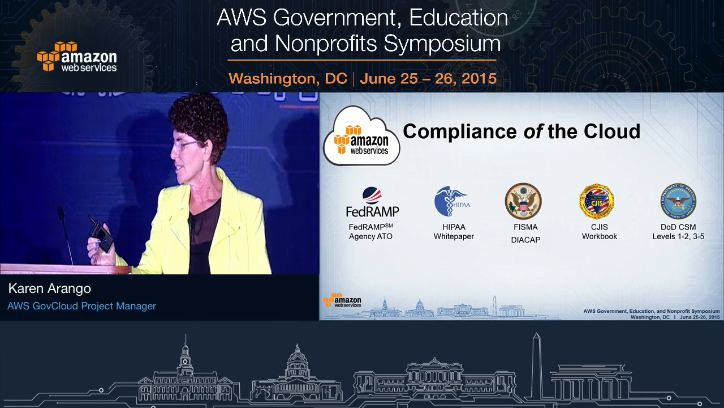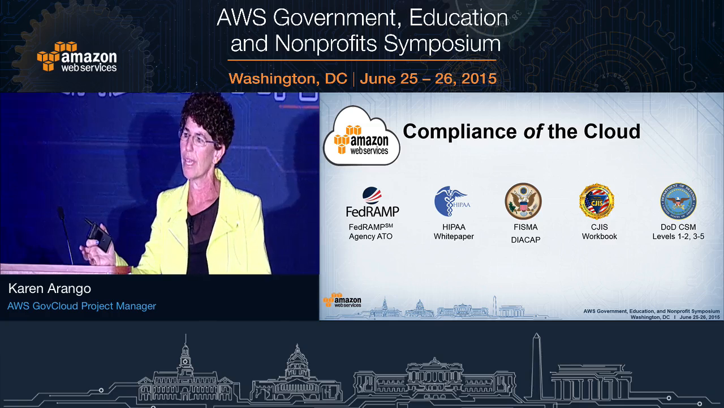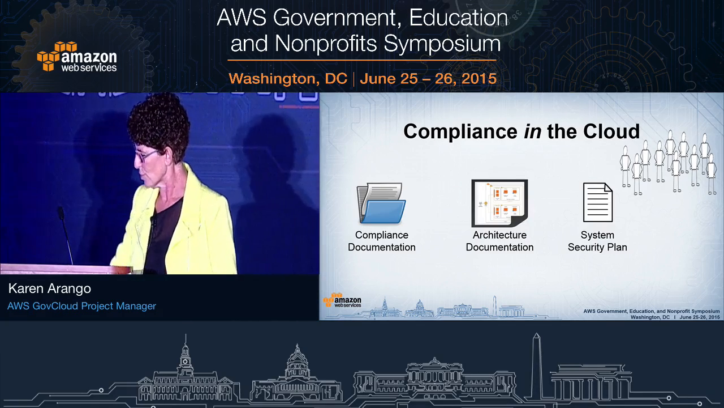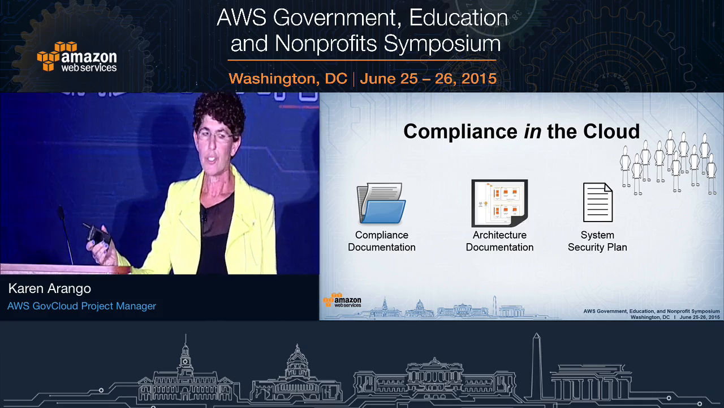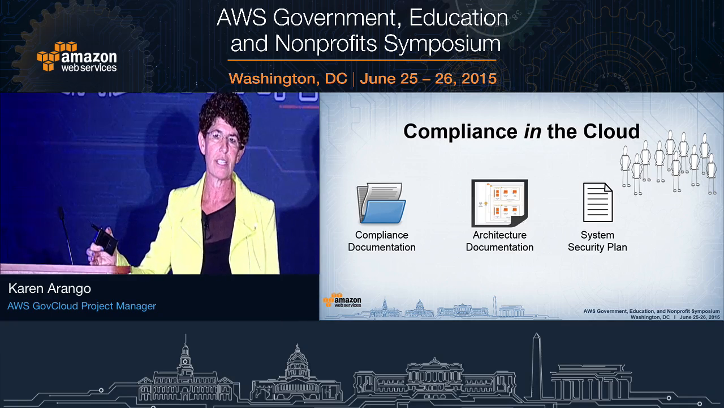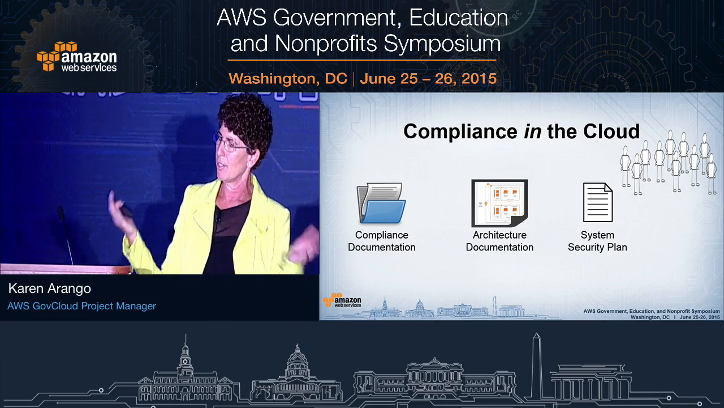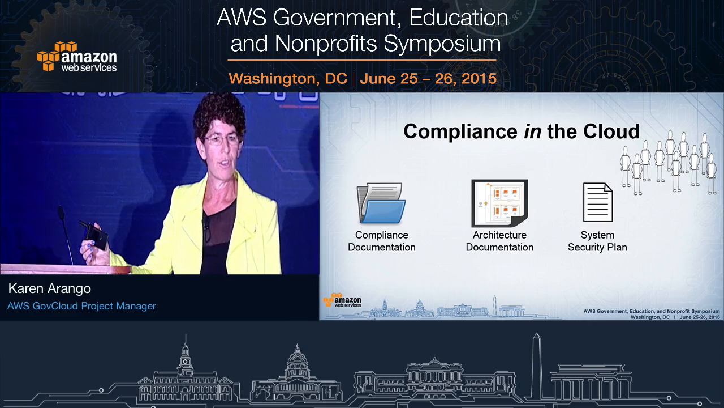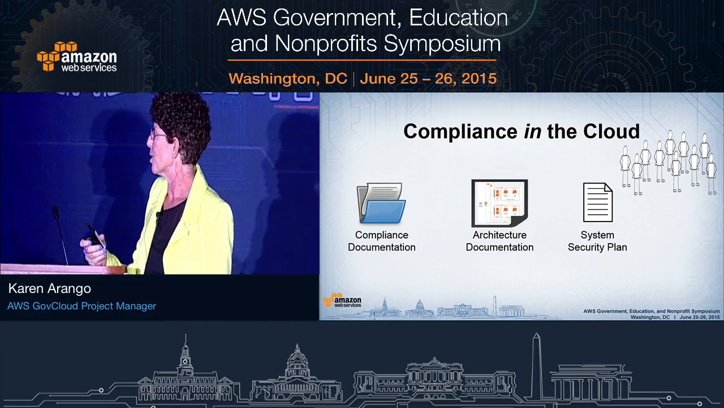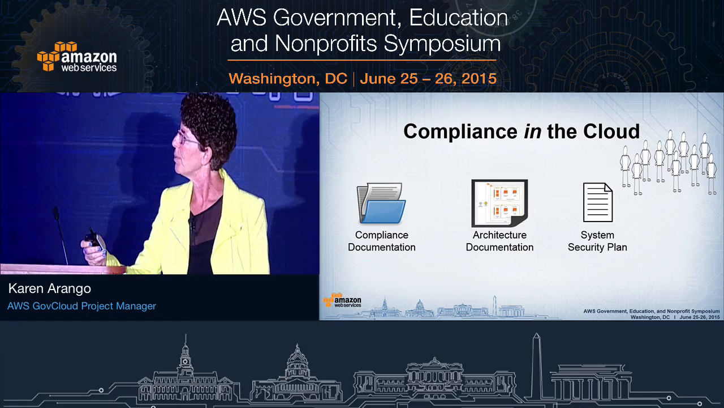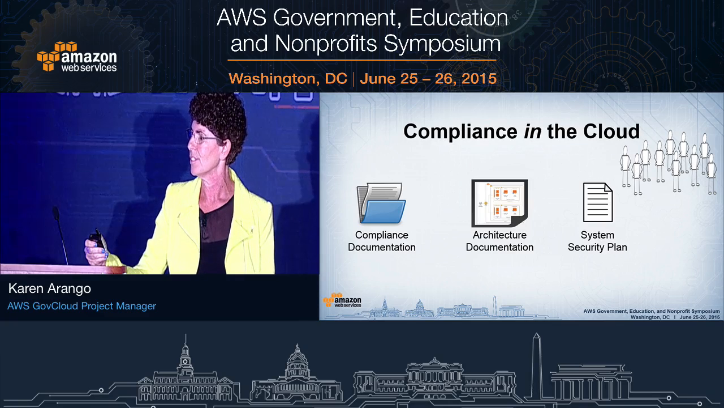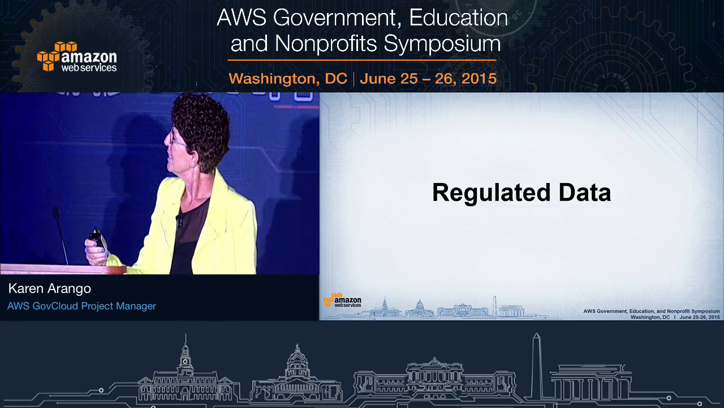And then again, the DoD CSM levels 1 through 2 and 3 through 5. So that's our responsibility. And then where does your responsibility come from? Well, it's your responsibility to write your compliance documentation, document your architectures for your applications, document your network architecture, your environment, figure out where your security boundaries are, write a system security plan. And our information will help guide you through all of that or let you inherit certain controls. So hopefully that'll be easier.